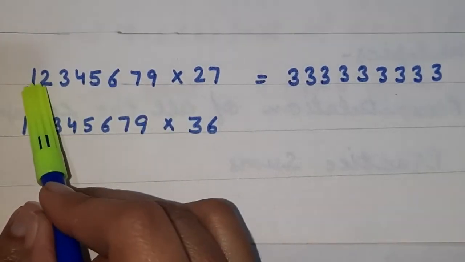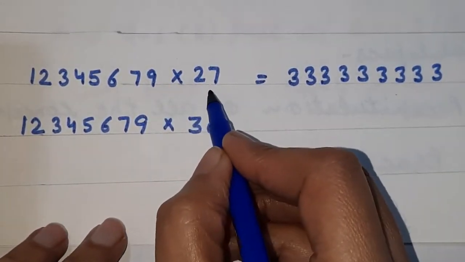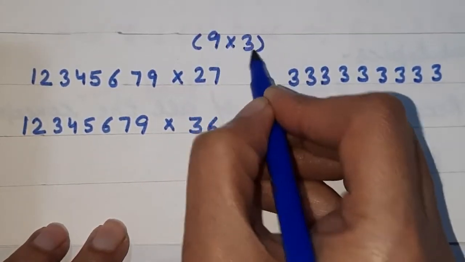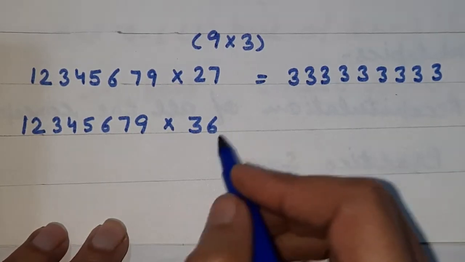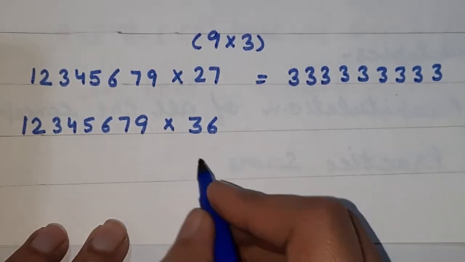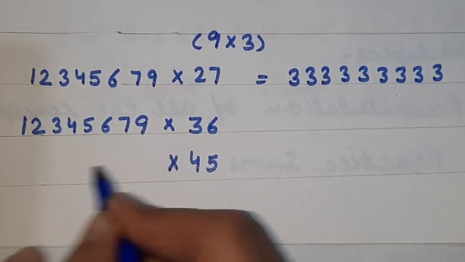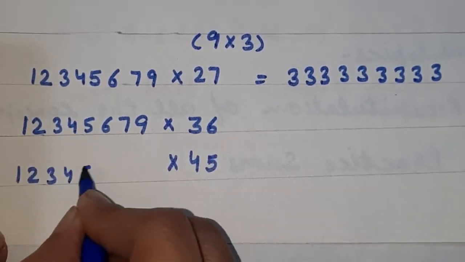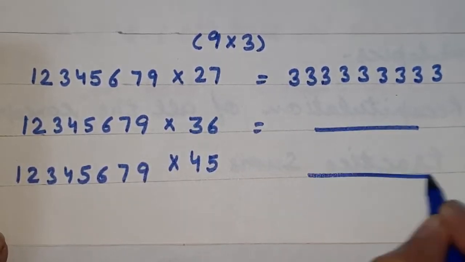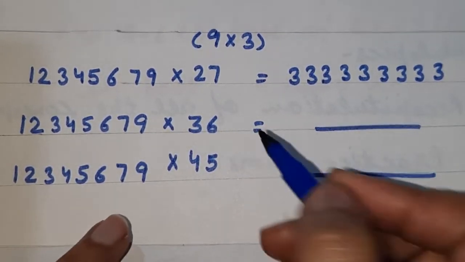Look here beta. When we will multiply this number with 27, it means we are dividing 27 into 2 parts, 9 into 3. Okay, because 36, next is here 45, so these are all multiples. Next is 45. So these are all multiples of 9. Or we can say multiples of 3. Okay.